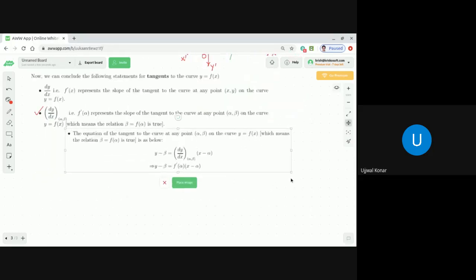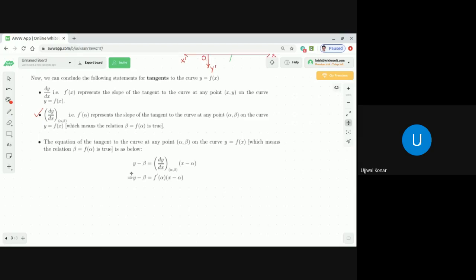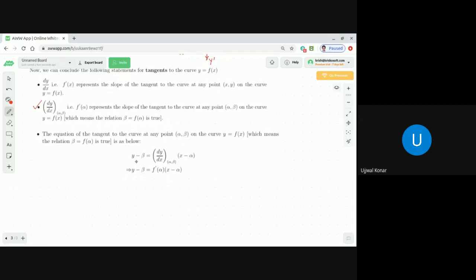So dear students, we find the equation of the tangent to the curve at any point (alpha, beta) on the curve y equal to f(x), which means the relation beta equal to f(alpha) is true, as below. y minus beta is equal to dy/dx at the point (alpha, beta) into (x minus alpha). That means y minus beta is equal to f'(alpha) into (x minus alpha). And this is a very important equation of the tangent to the curve y equal to f(x) at the point (alpha, beta) on the curve.